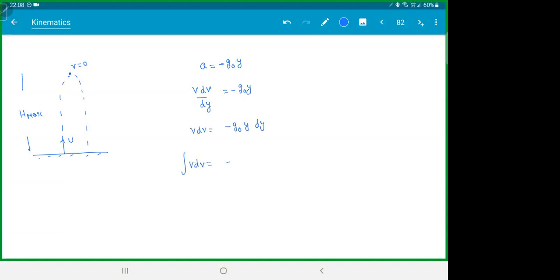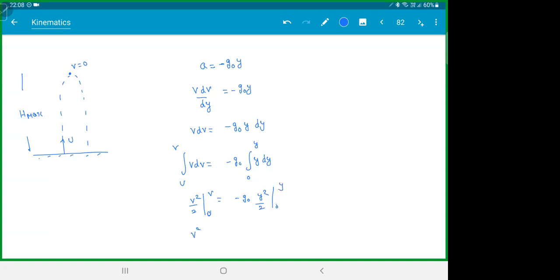Integral v dv is equal to minus g naught y dy. Limits 0, u for v. Don't put h max directly. So v is the velocity at a height y. Integrate this and you end up with v square by 2, with limits from u to v, equal to minus g naught y square by 2, with limits from 0 to y.